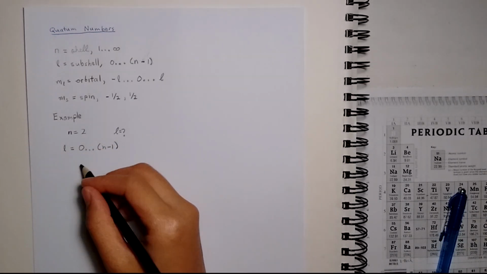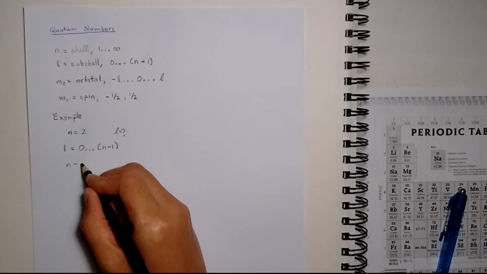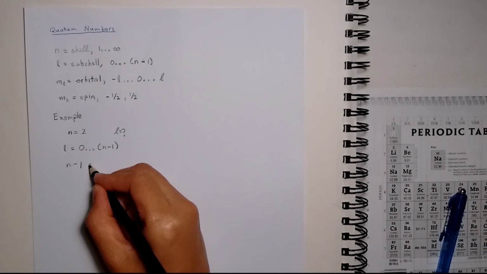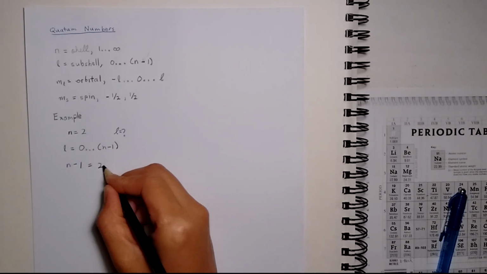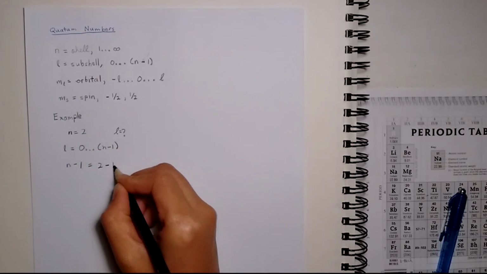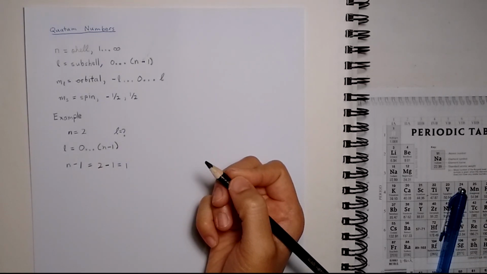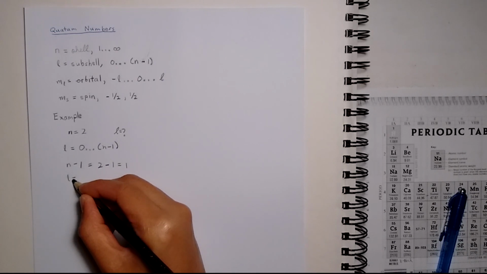Now, we have to match it up, right? So, n minus 1. We take the n value, which is 2. So 2 minus 1, and that would be 1. So we know that L value can only go up to 1, and we have to include 0 too. So it goes 0 to 1. So the acceptable values for L are 0 and 1.